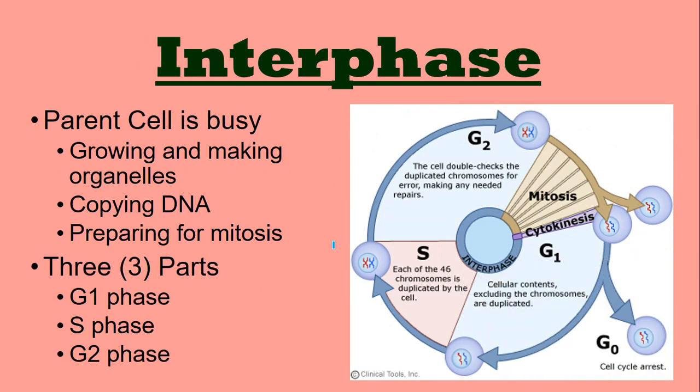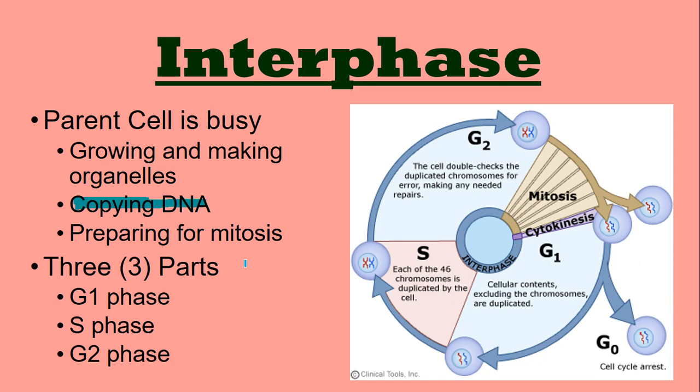All right, interphase, a little bit about it. The cell is really busy, and actually, most of the cell's life is spent in interphase. So the parent cell, the one that will divide, is very busy. It's growing and making organelles. It's copying DNA, which is really important. And it's preparing for mitosis. It's making sure the cell has everything it needs for mitosis. But remember, the cell spends most of its life in interphase.